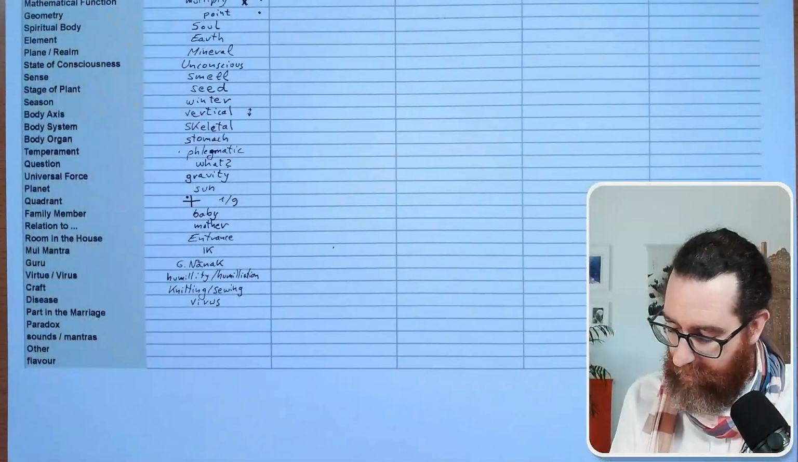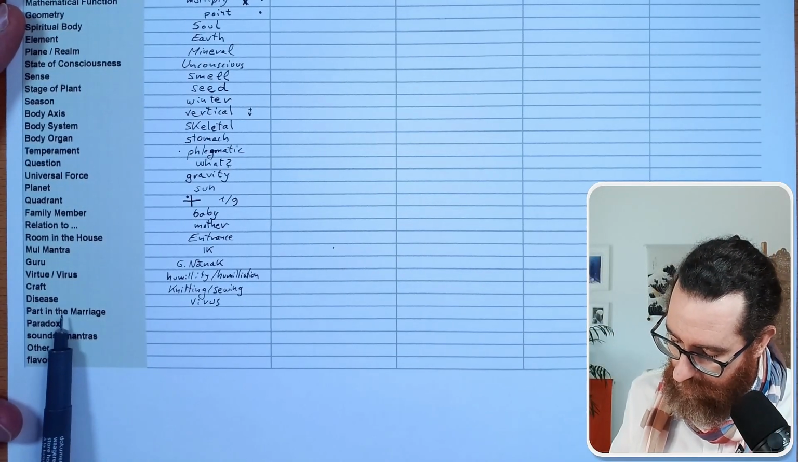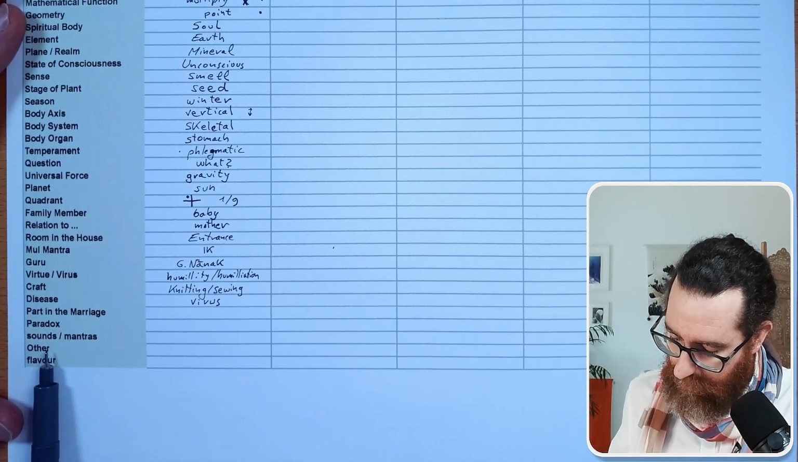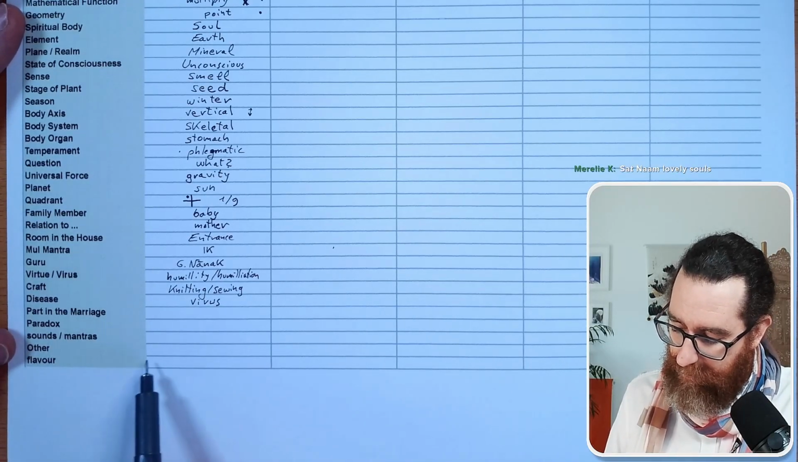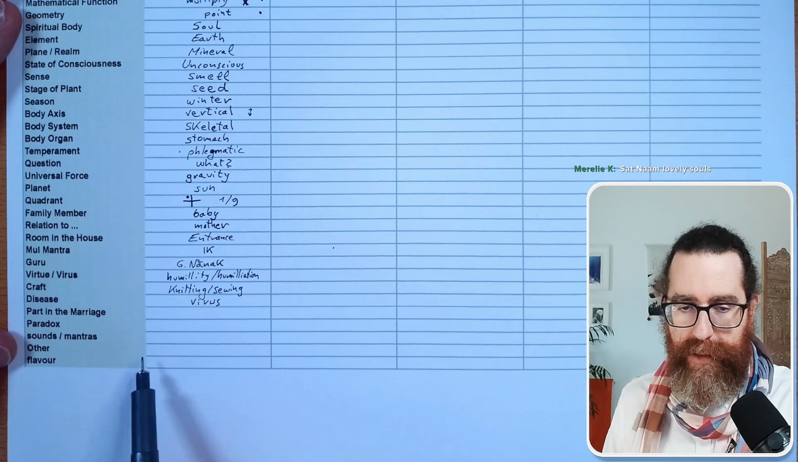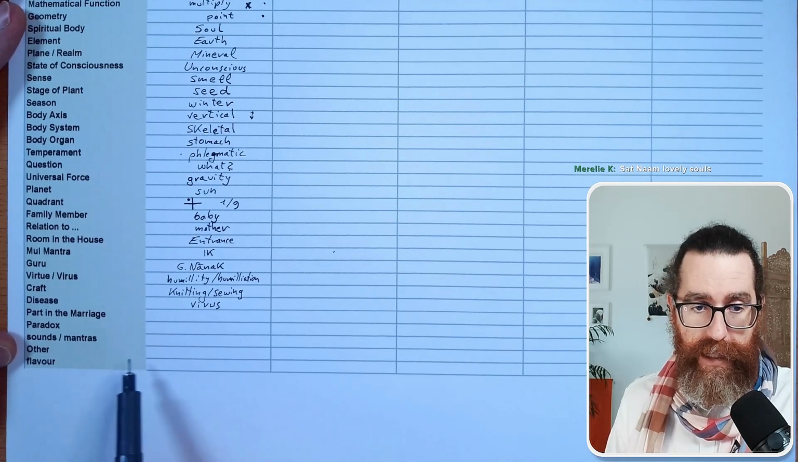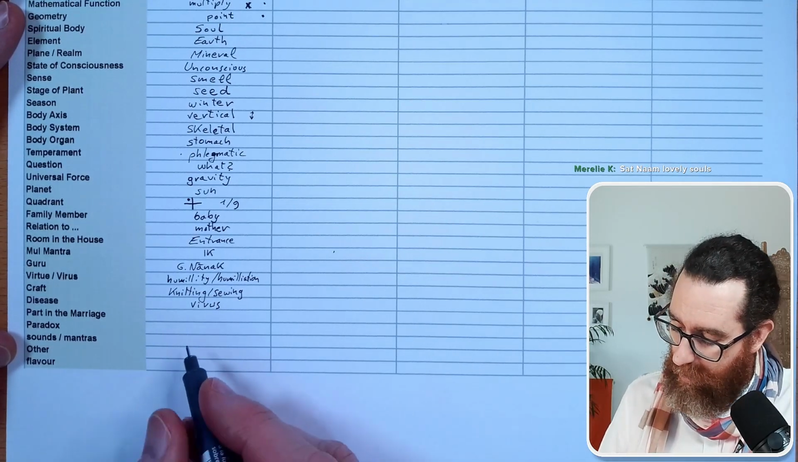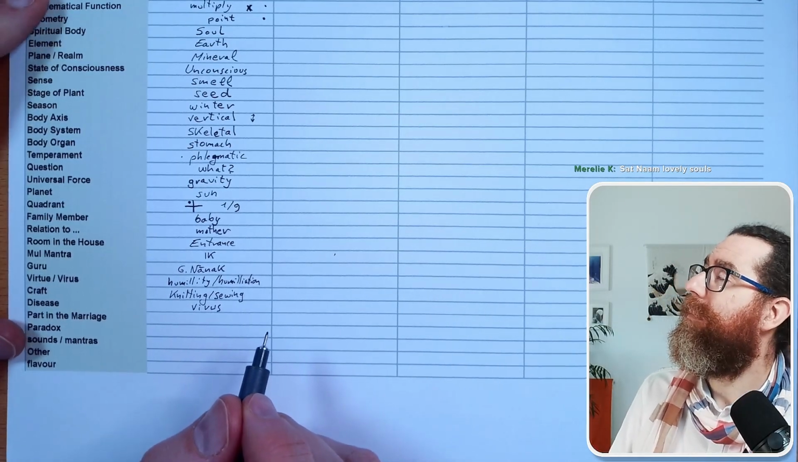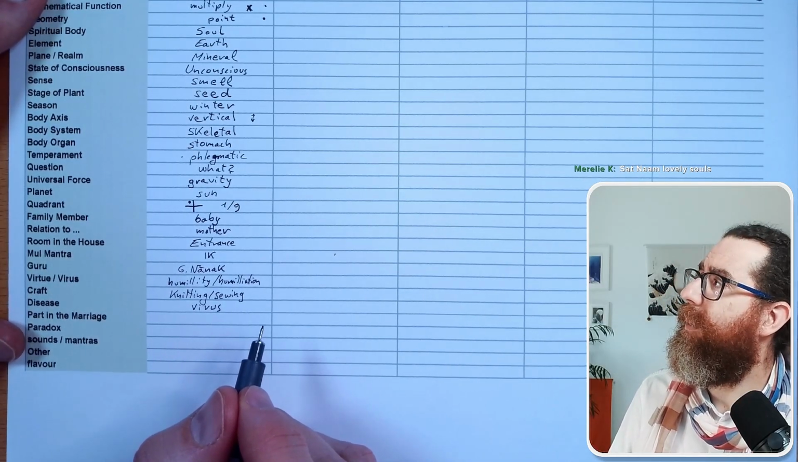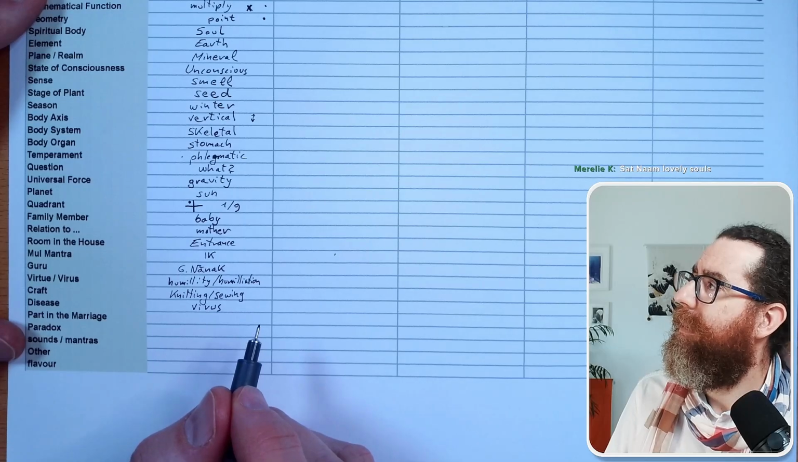Let me check one thing. If it's not here, I will mention it. Marriage, paradox, sounds, other. Well, let me put it in other, okay? What kind of medicine is associated to the one? Homeopathy is going to be one. Well, yes, in a way.